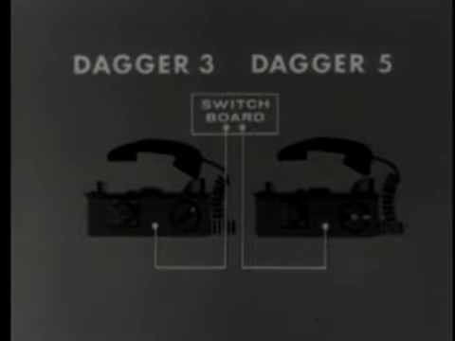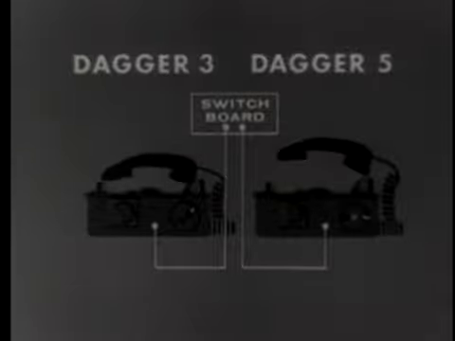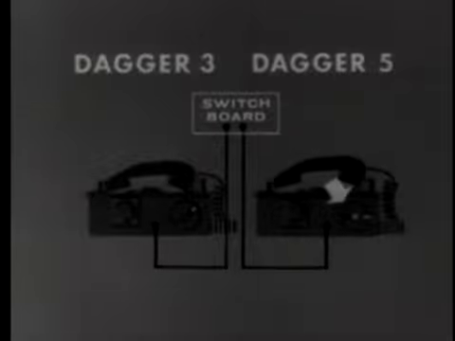Note that with this local battery switchboard, Dagger 5 had to call the operator with his own hand generator. When the conversation is finished, he must again signal the operator to disconnect.